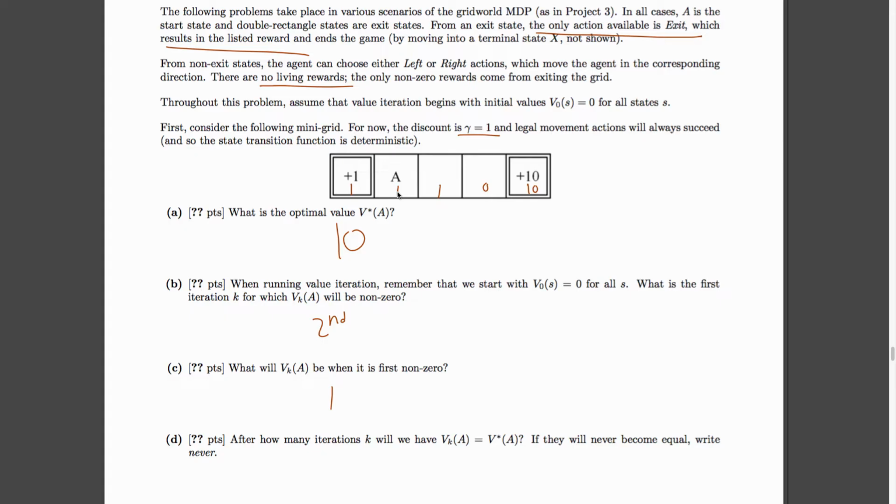Now the question is, how many of these iterations does it take until you find a v sub k of a that matches the optimal? Well, the optimal is 10, right? So how many steps does it even take to get this reward of 10? Well, we said that it takes 1 step, 2 steps, 3 steps, and then exit. So really, you'll never see that a is 10 until the 4th iteration, because the 4th iteration allows us to act optimally 4 times. And if you act optimally 4 times, you will get the reward of 10. So you have 4 iterations required to get that reward of plus 10.